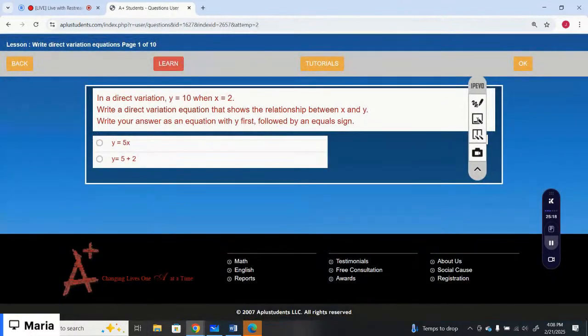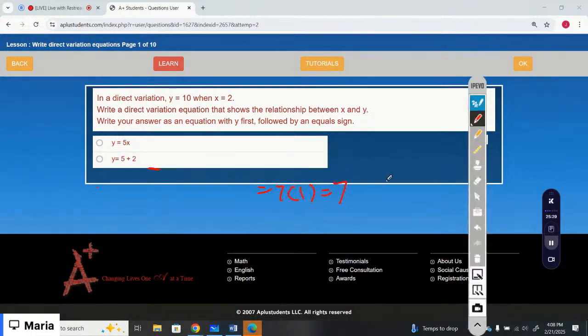In a direct variation equation, y equals 10 and x equals 2. Write a direct variation equation that shows the relationship between x and y. So you have x equals 2 and y equals 10. The equation for the direct variation is y equals kx. Use the value and find k. 10 equals k times 2. Divide both sides. K equals 5. So the equation is y equals 5x. Option number 1 is the correct option.